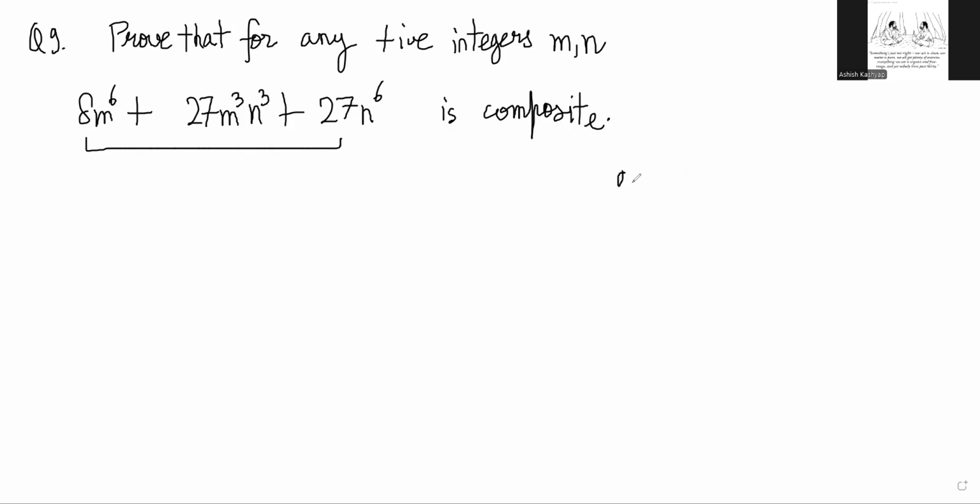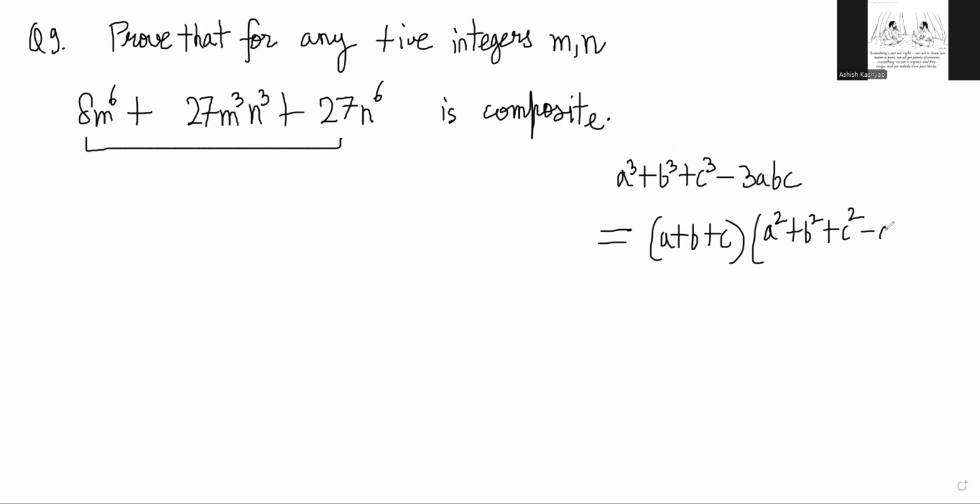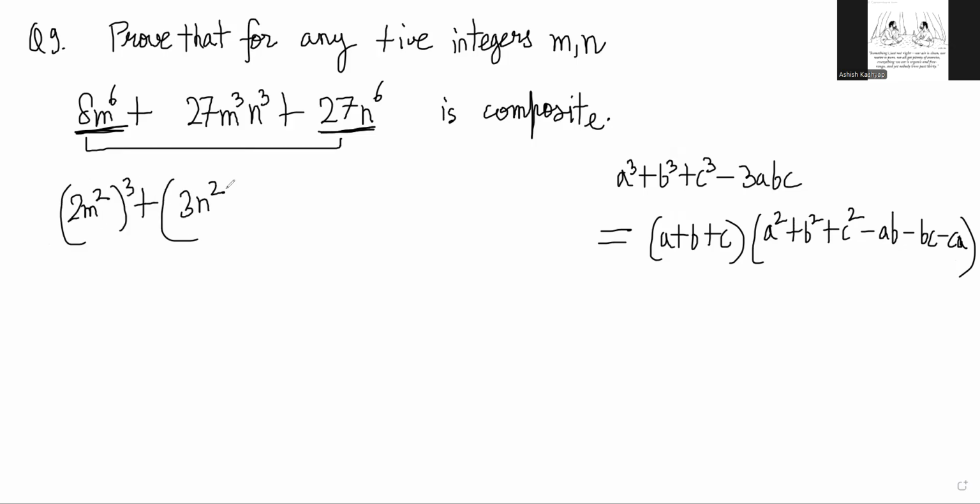So I'm going to again use the identity a cube plus b cube plus c cube minus 3abc can be written as a plus b plus c times a square plus b square plus c square minus ab minus bc minus ca. And we are going to try to do that here, right? Why? Because I can see clearly this is something cube. This is also cube of something. This term, I'm not so sure right now. So we can say this is 2m square whole cube plus 3n square whole cube.